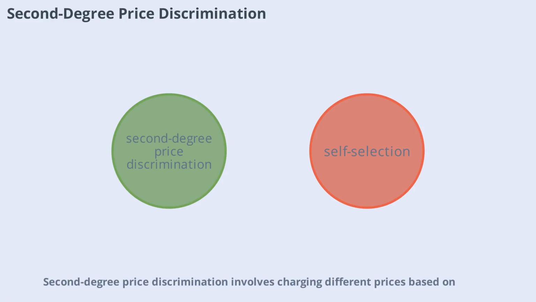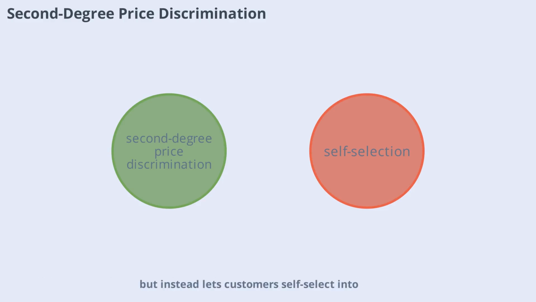Second-degree price discrimination involves charging different prices based on the quantity consumed or the version of the product chosen. For example, buying in bulk often results in a lower price per unit, and software companies may offer basic, standard, and premium versions at different price points. This method doesn't require the firm to know each customer's willingness to pay, but instead lets customers self-select into the pricing tier that suits them best.